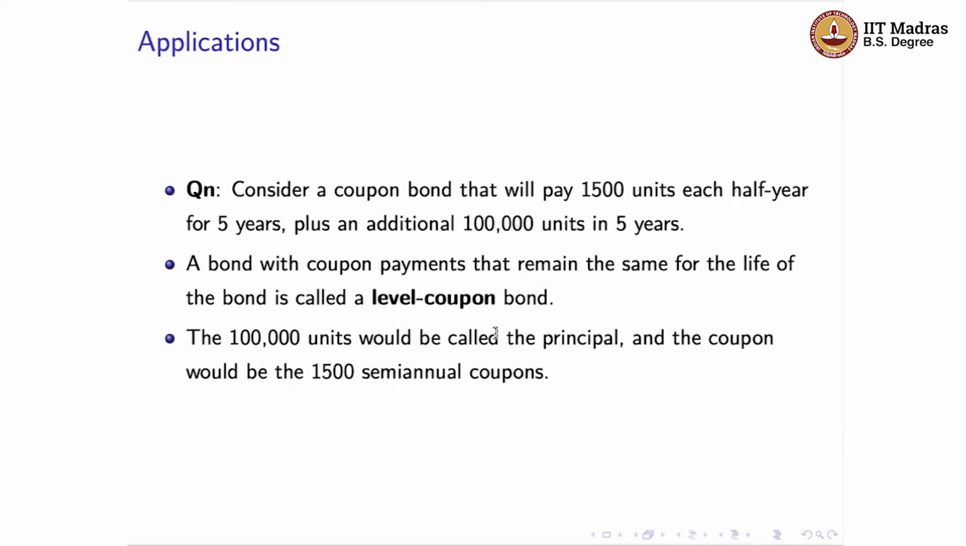So basically a bond with coupon payments that remain the same for the life of the bond is known as a level coupon bond. So here, because the bond coupon payments are 1500 throughout the life of the bond, that's why it's an example of a level coupon bond. And this 1 lakh units that is going to be paid out at the end, that's going to be the principal. And the coupon here would be 1500 semi-annual coupons. Why semi-annual? Because the payment is going to happen twice a year.